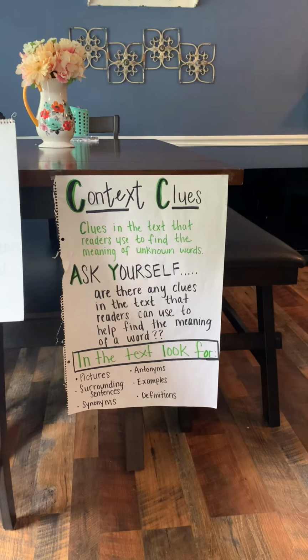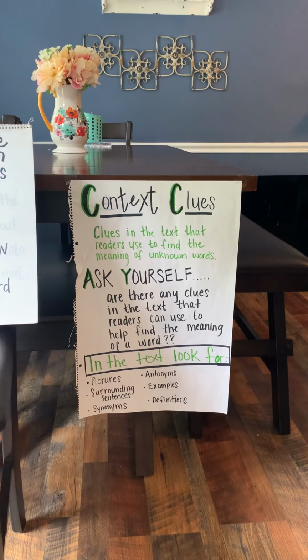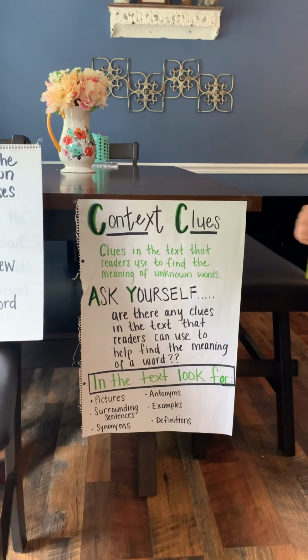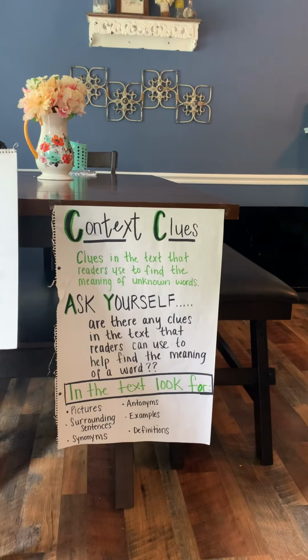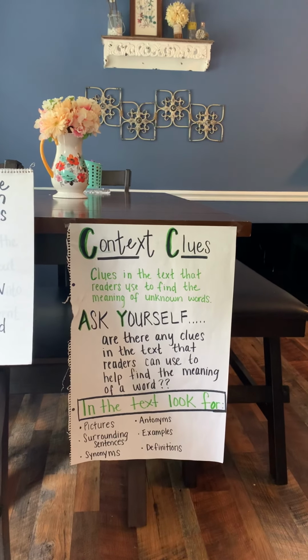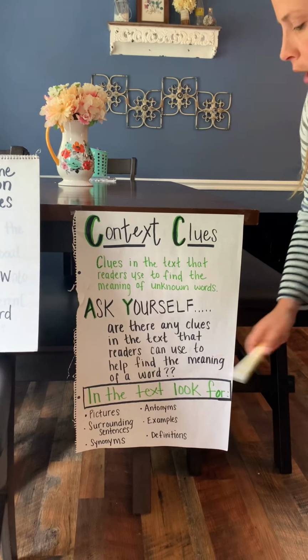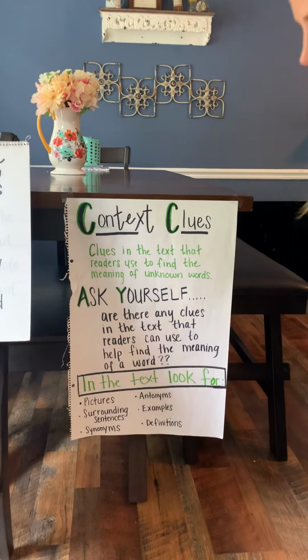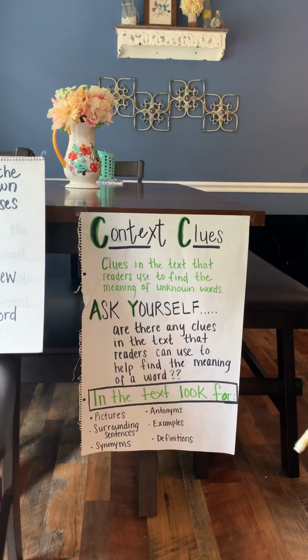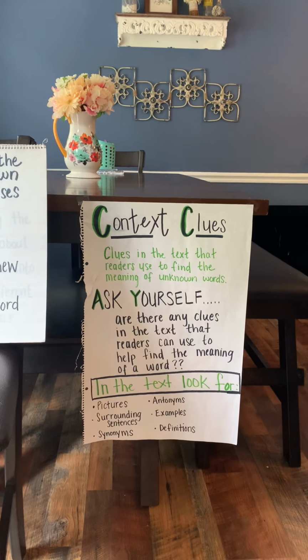Context clues are clues in the text that readers use to find the meaning of an unknown word. Ask yourself, are there any clues in the text that readers can use to help find the meaning of a word? So when we talk about clues, we're talking about pictures, surrounding sentences, synonyms, antonyms, different examples or definitions, all right?